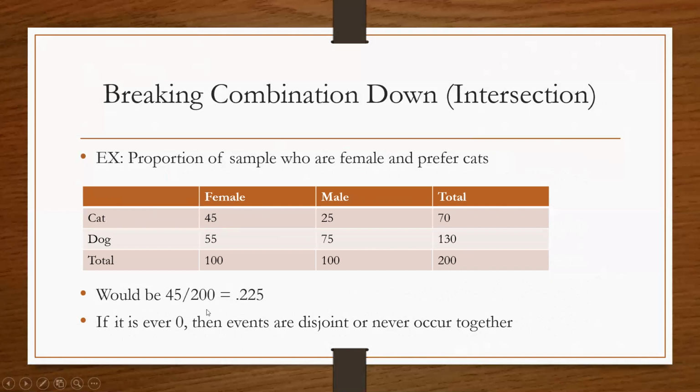An important thing to note: if that number is ever 0, then the events are disjoint and never occur together. Basically, they're mutually exclusive. There's no way that one would happen with the other. An example of this is someone being a freshman and a sophomore at the same time. It just can't possibly occur together.